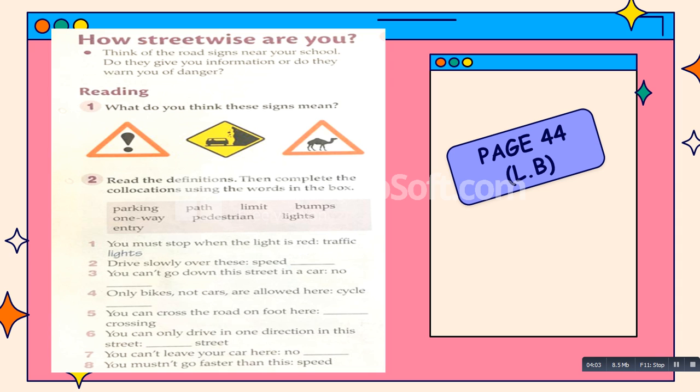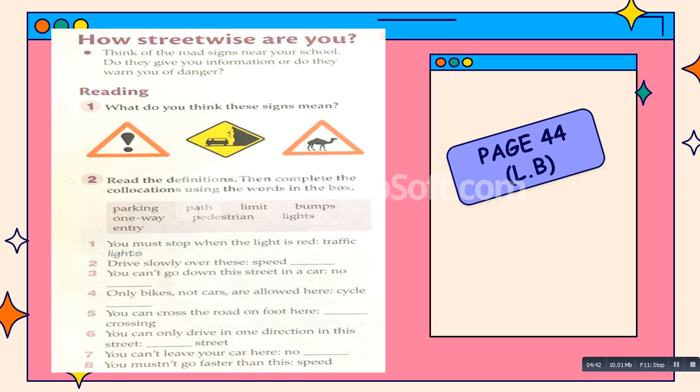Moving on to the second question. Read the definitions, then complete the collocations using the words in the box. So what do you mean by collocations? Underline that word, and write this small explanation under the word collocation. Use a pencil. Collocations means, Pute, words which go together. Something like buttermilk, pencil case, let's say traffic lights, water bottle. Okay, collocations, they go together.